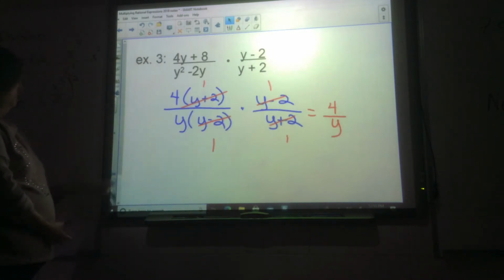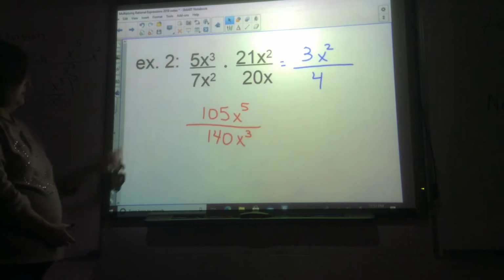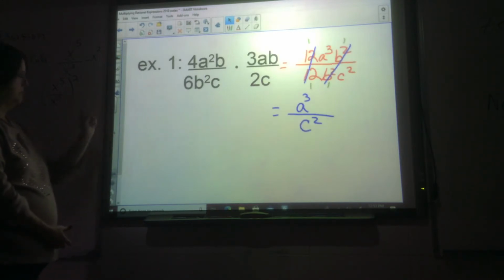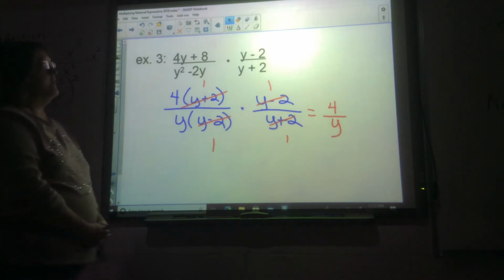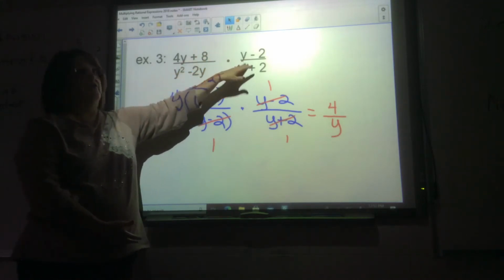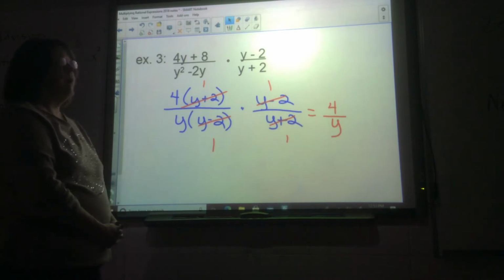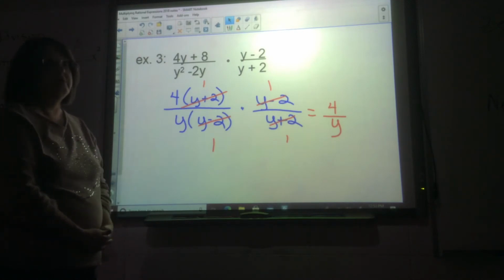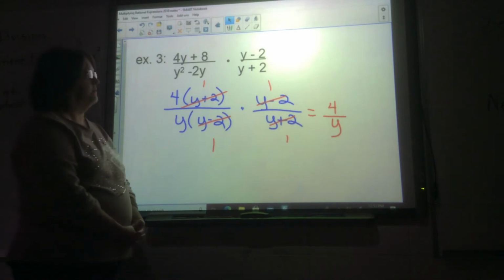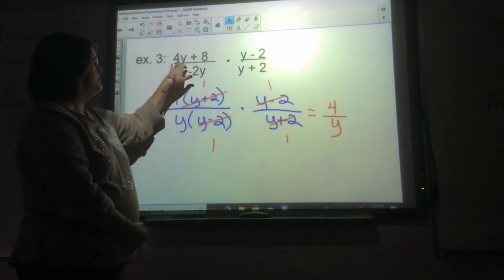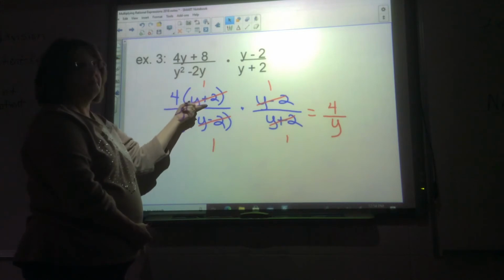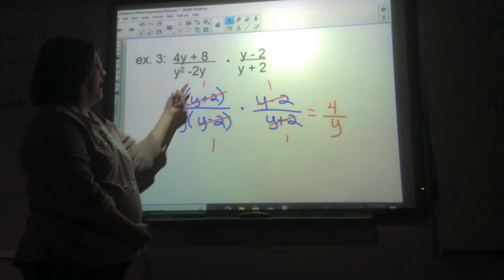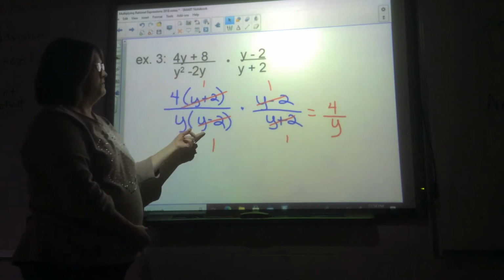All right, now the difference between this problem and the one before it, this one, there's no plus and minus, so there's no factoring to be done. Example 3 has plus and minuses in the numerator and in the denominator. So you've got to factor each and every numerator and each and every denominator. Now, I have a GCF here, so I'm going to pull 4 out, and when I do, I'm left with y plus 2. I'm going to pull a y out of the denominator. That leaves me with y minus 2.